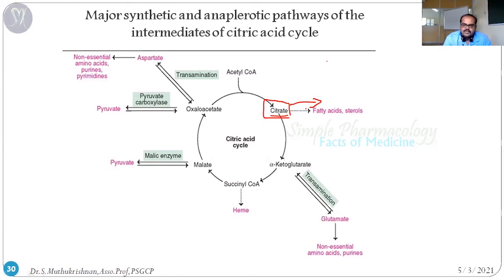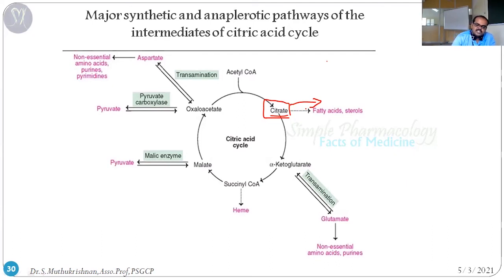It's converted into succinyl CoA. This succinyl CoA is responsible for heme production. Hemoglobin's basic raw material is heme. So for that synthesis process, the succinyl CoA is involved. Otherwise, the cycle continues. The succinyl CoA is converted into the next products, fumarate and malate. Malate, with the help of malic enzyme, is once again converted into pyruvate.